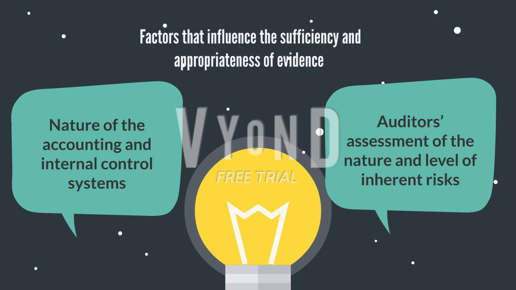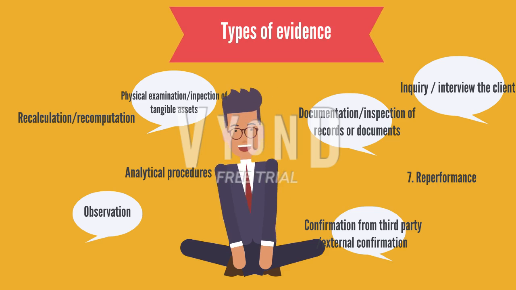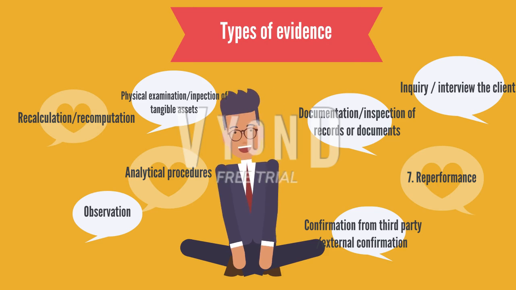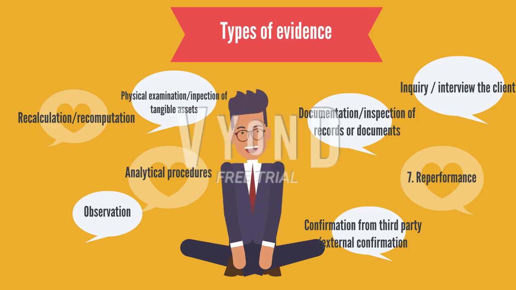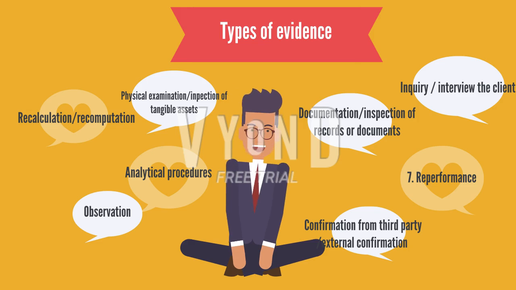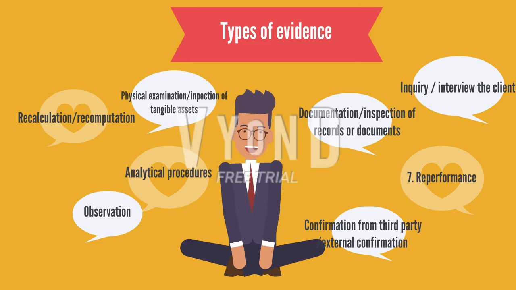2 factors that influence the sufficiency and appropriateness of evidence are the auditor's assessment of the nature and level of inherent risks, and the nature of the accounting and internal control systems. There are 8 types of audit evidence: 1. Physical examination or inspection of tangible assets. 2. Documentation or inspection of records or documents. 3. Observation. 4. Confirmation from third party or external confirmation. 5. Inquiry or interview of the client. 6. Recalculation or recomputation. 7. Reperformance. 8. Analytical procedures or analytical review procedures.